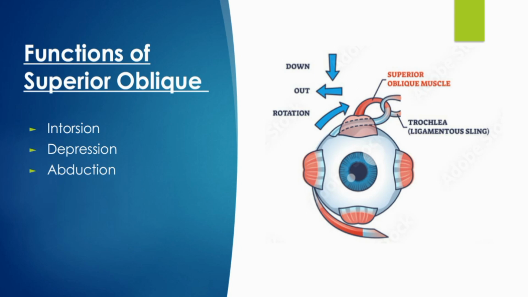it helps in the depression of the eyeball. This is something important, that it helps in the depression of the eyeball when the eye is in the adducted state, right? And the tertiary function of the superior oblique is that it helps in the abduction of the eye, which means to move the eye away from the nose.